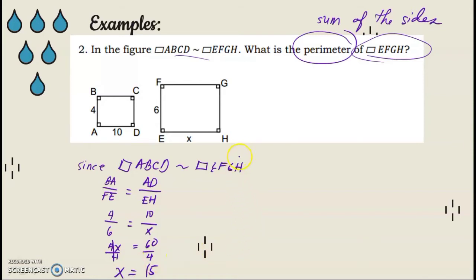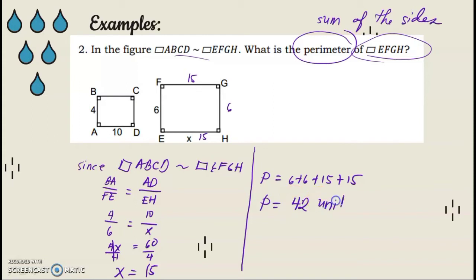Okay? Okay, next. So, kung 15 ito, ano ang measurement ni FG? Di ba 15 din? Si GH naman ay 6. So, if we are going to get the perimeter ni rectangle EFGH, all you have to do is to sum nyo lang to. So, 6 plus 6 plus 15 plus 15. So, P is equal to 42 units. So, yan yung perimeter ni EFGH. Okay? Malinaw ba? Okay. Thank you.